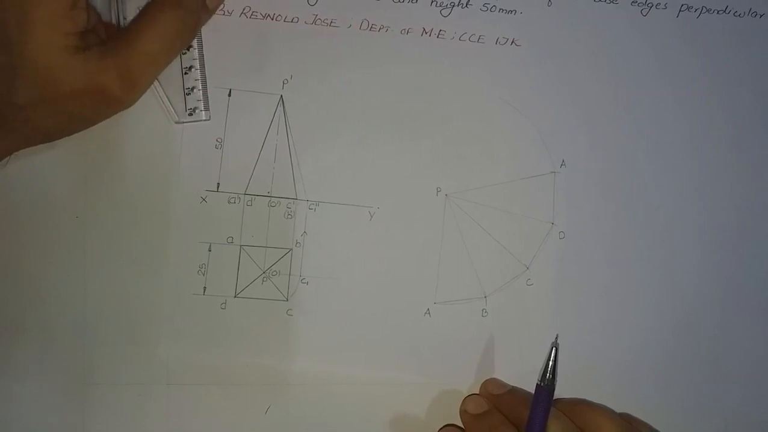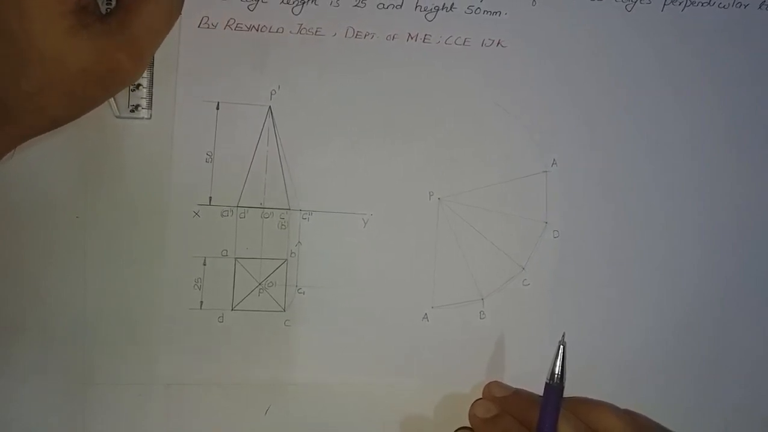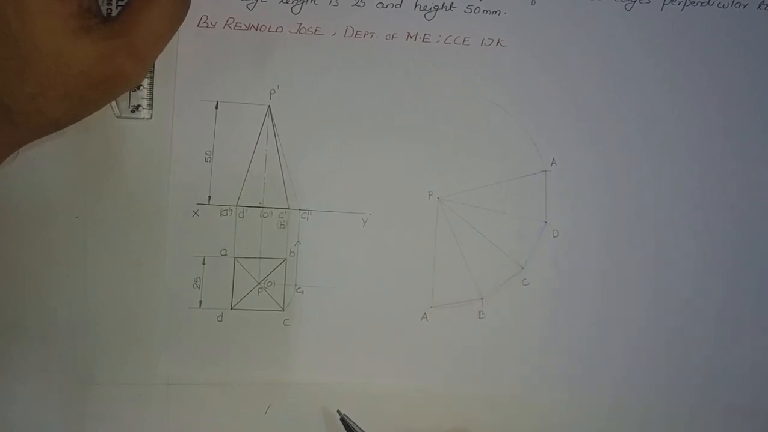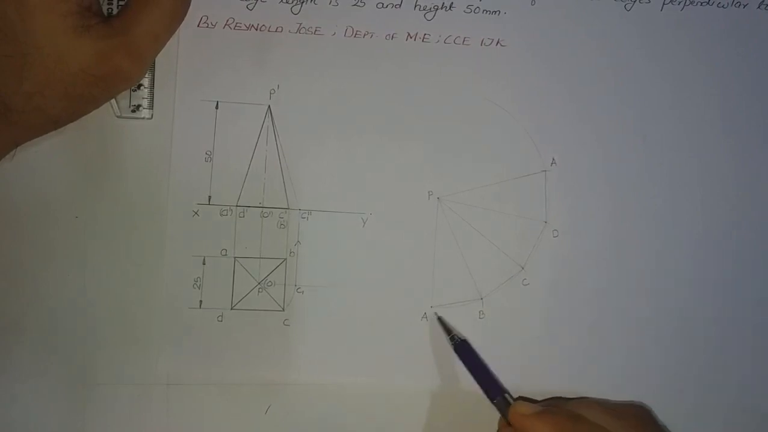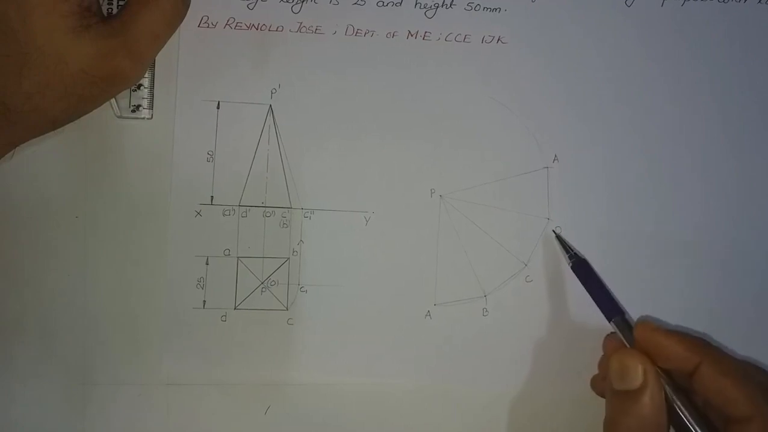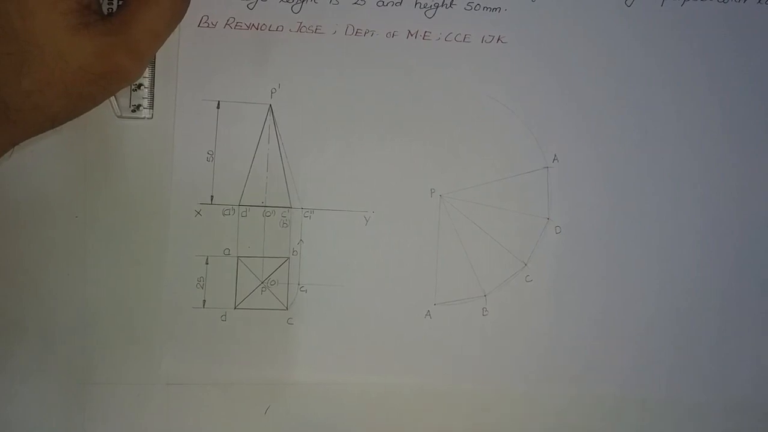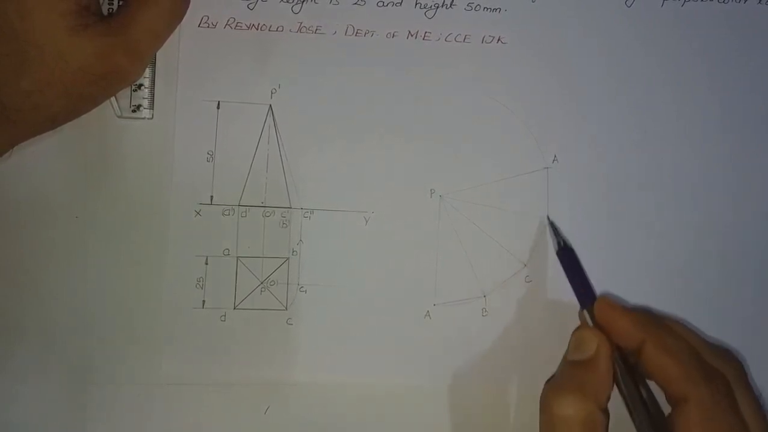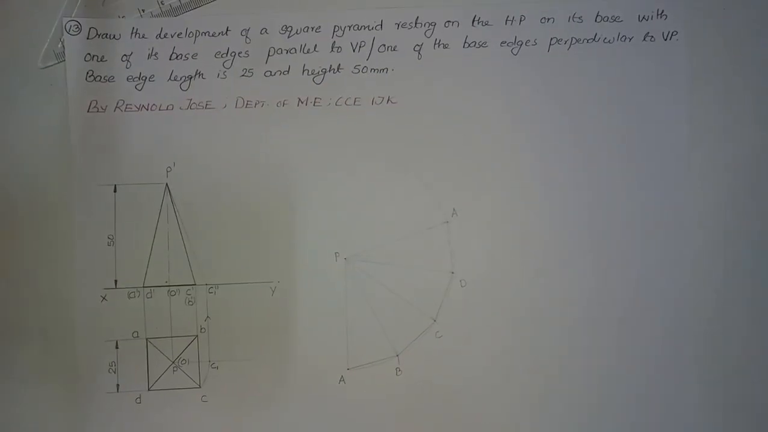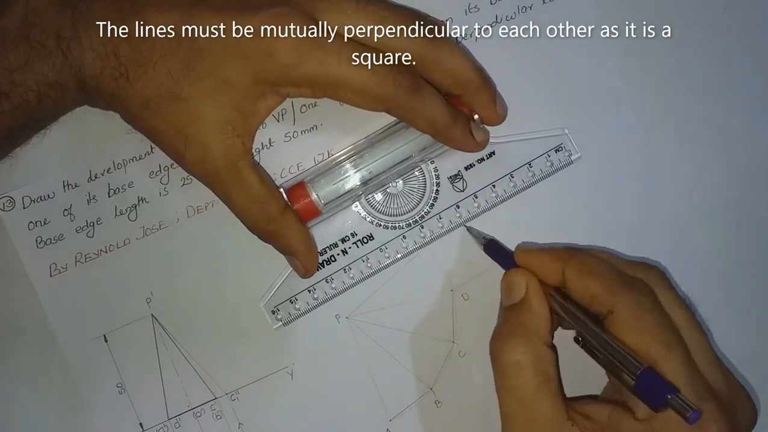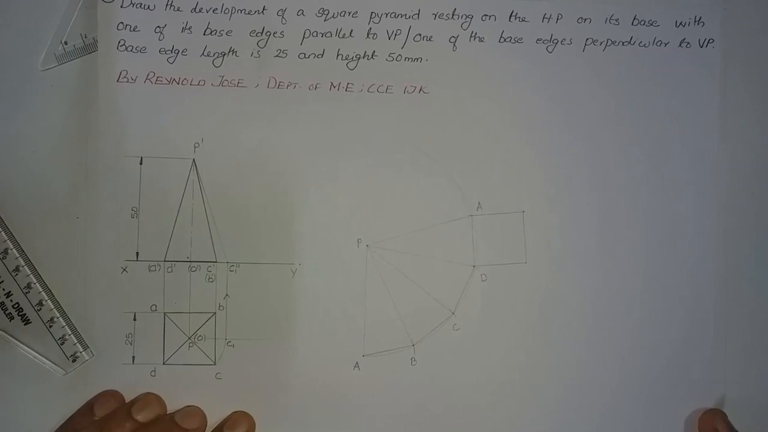Now we have unfolded the lateral surface of this pyramid, and each of them are triangles. So we got 1, 2, 3, 4 triangles. Now we have to draw the base, which is a square. So you can fit the square to any of the base edges, either AB, BC, CD, or DA. For the time being, let us fit it to this side AD. So base is a square, so let us fit a square to this base edge, which is AD. The base edge length is 25 mm.